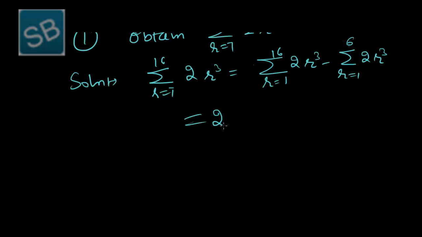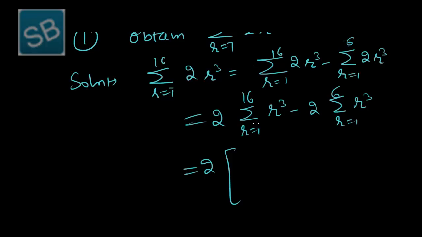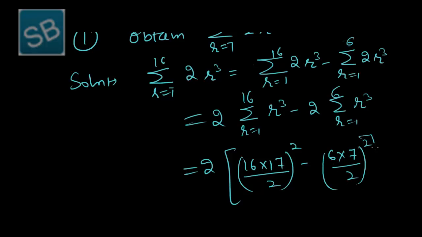Now 2 can be taken common from all the series. It becomes 2 times the sum of r cubed from 1 to 16 minus 2 times the sum of r cubed from 1 to 6. That is, 2 is common and we take the summation of cubes, that is n into n plus 1 over 2 whole square. And here the terms are 6. Therefore 6 into 6 plus 1, that is 7, over 2 whole square.